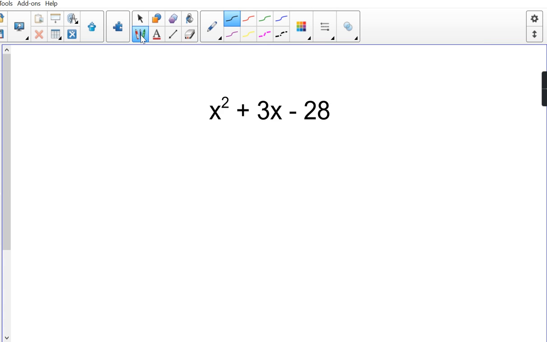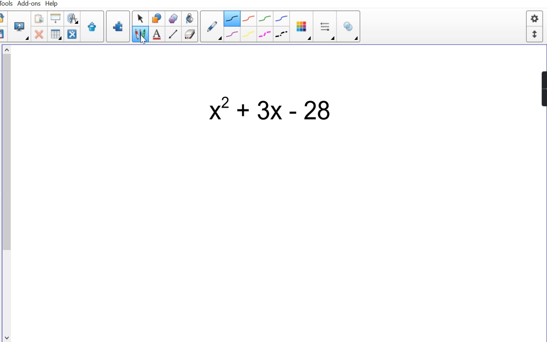5 questions to review for your factoring quiz, which I'm giving tomorrow, Tuesday, February 23rd. Okay, so it's going to be 5 different questions all about factoring. First question, x squared plus 3x minus 28. So I want you to factor this.